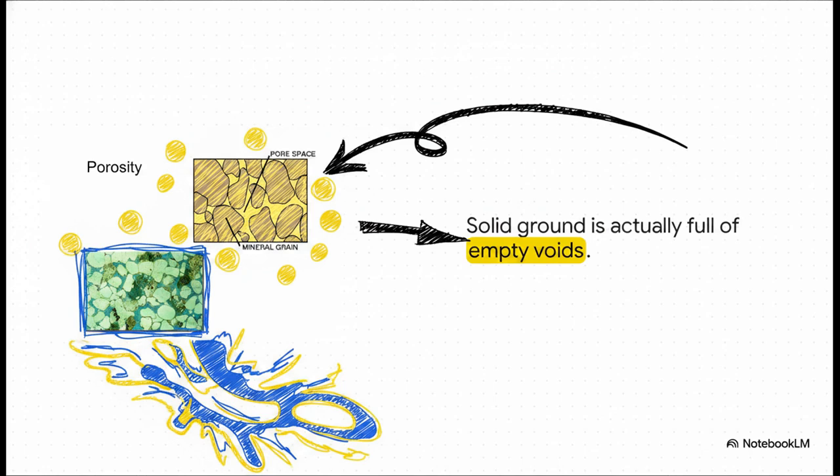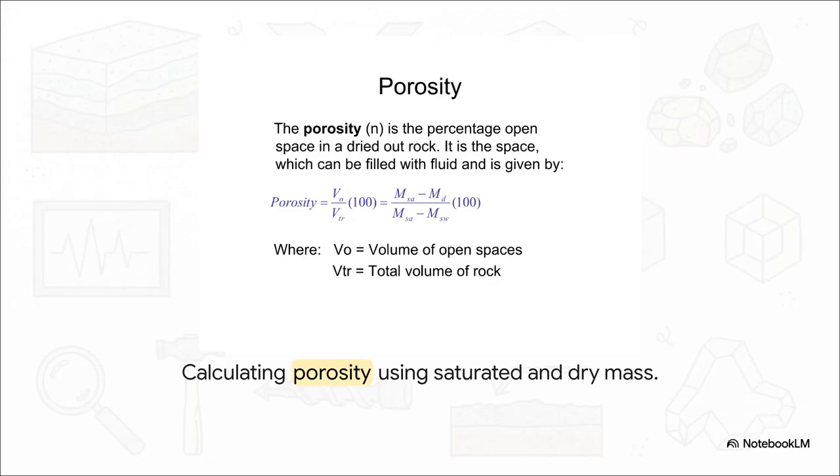When you stand on a rock, you aren't just standing on solid minerals, you are standing on a wildly complex network of microscopic empty space. To calculate this porosity, which we denote with an N, we want to find the exact percentage of open space in a dried out rock. It's simply the volume of those open spaces divided by the total volume of the rock times 100. In a lab setting, engineers calculate this percentage by taking the mass of the saturated rock in air, subtracting the dry mass, and then dividing all of that by the mass of the saturated rock in air minus the mass of the rock suspended in water. Basically, it tells us exactly how much fluid a seemingly solid object can actually hold.